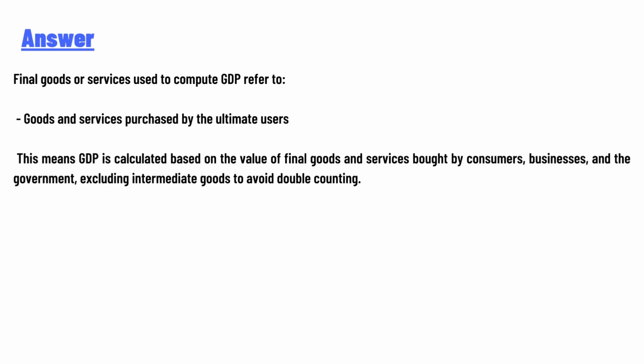And the answer of the question is: final goods or services used to compute GDP refer to goods and services purchased by the ultimate users. This means GDP is calculated based on the value of final goods and services bought by consumers, businesses, and the government, excluding intermediate goods to avoid double counting.